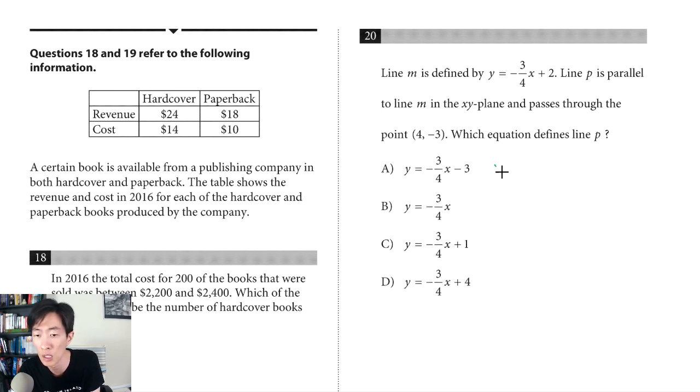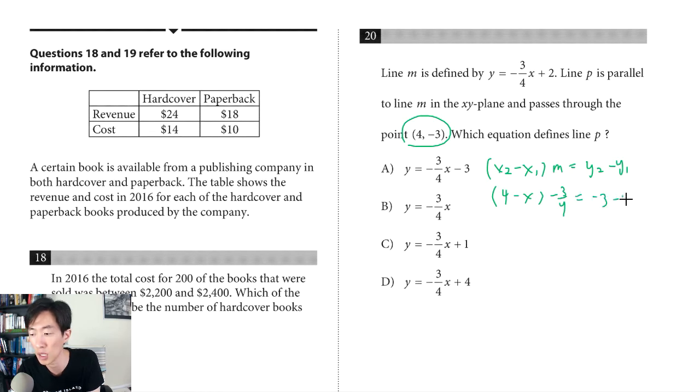So very quickly now, that's going to be x2 minus x1 times the slope equals y2 minus y1, and the point that we're considering is 4, -3. So let's plug that in. I'm going to consider that my second point. So that becomes 4 minus x times -3/4 equals -3 minus y. Now I'm going to multiply the whole equation by 4, and that's going to give us 4 minus x still times -3 equals -12 minus 4y.